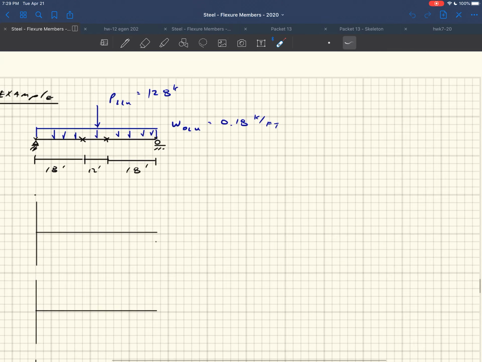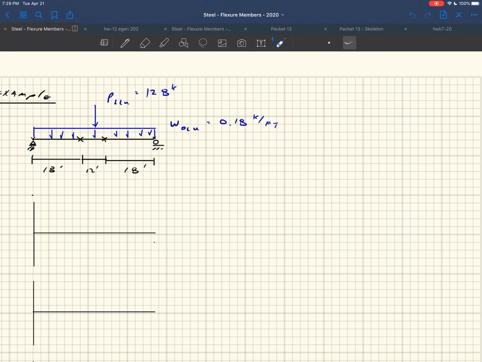So here's our example. We have a simply supported beam that has a uniformly distributed load on it, and it has 0.18 kips per foot is what that load is. The U on there implies that this has already been factored, and same thing with this, this 128 kips, we have a live load of 128 kips in here. So we don't have to factor these two loads. Okay, they've already been factored based off of that little U out the front.